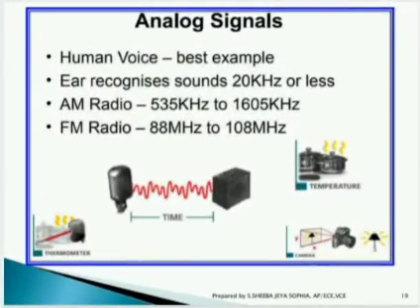Analog continuous time signals play a major role in real-time applications. Even the human voice which I am speaking with now is an analog signal. We recognize sound of limit from 20 kilohertz or less. And you can also see the ranges of AM radio and FM radio mentioned here. All this comes under the continuous time CT signals.